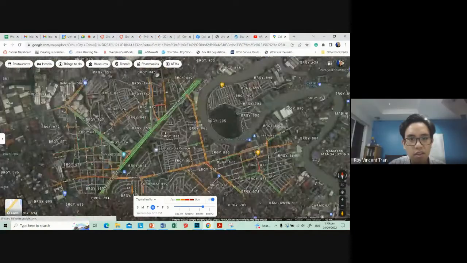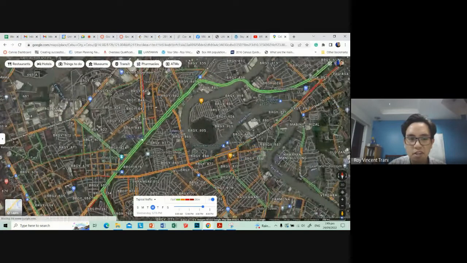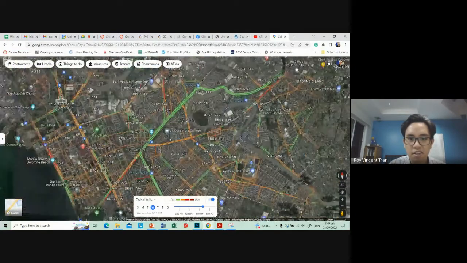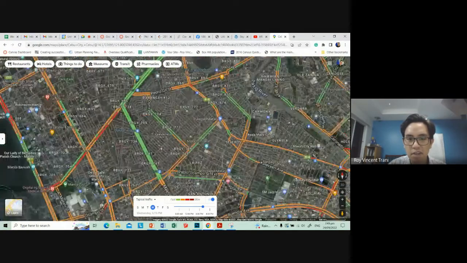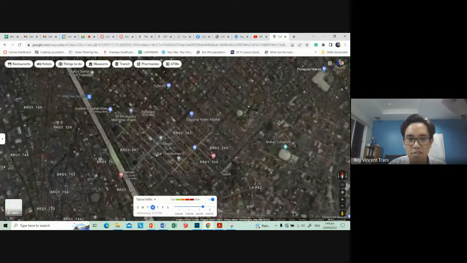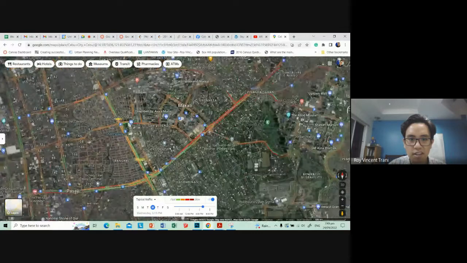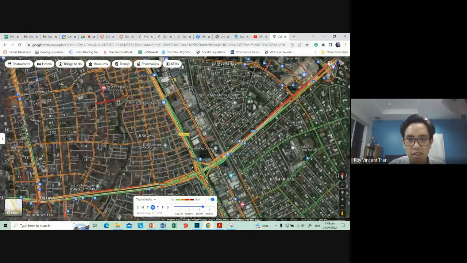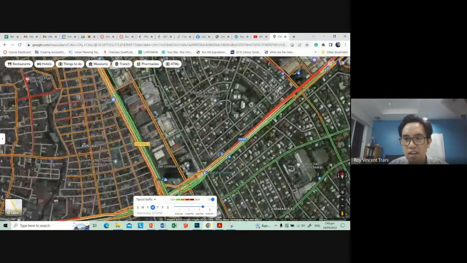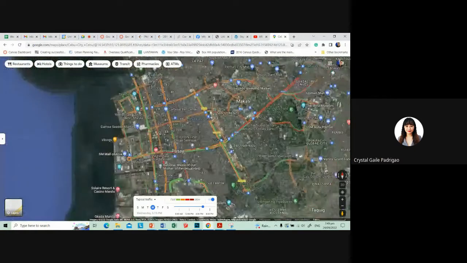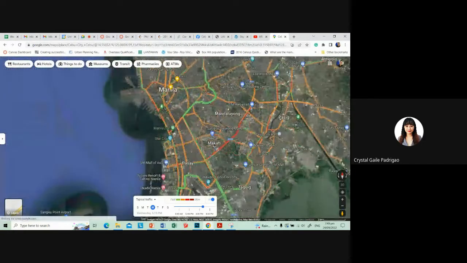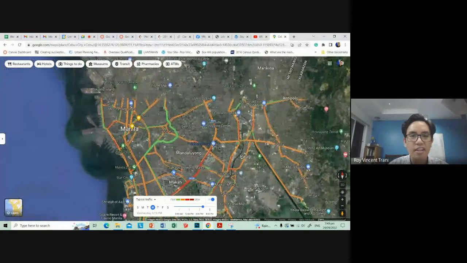So it makes sense that there's not much traffic coming in here because the population is not very high, because these are private housing. So most of the traffic is probably in the more congested areas. Usually EDSA, sir. Super traffic. Okay, thank you for the insight.